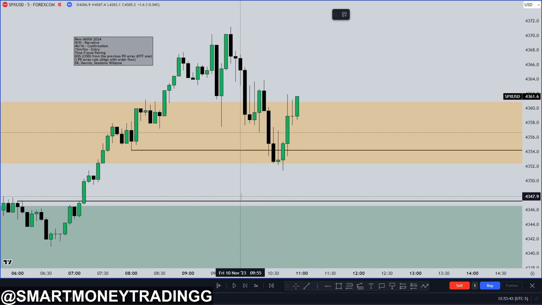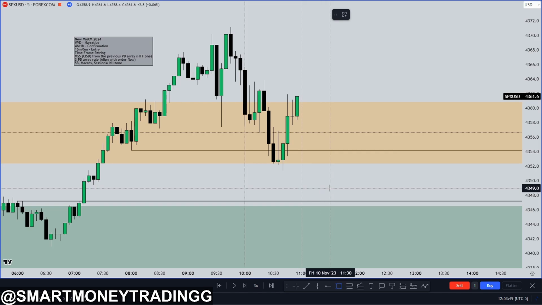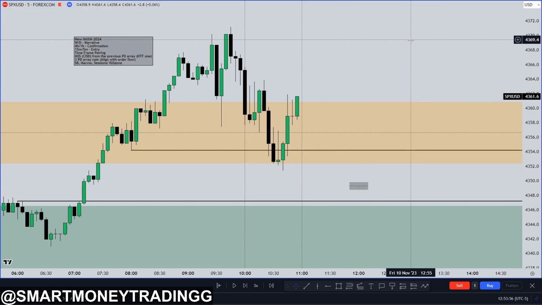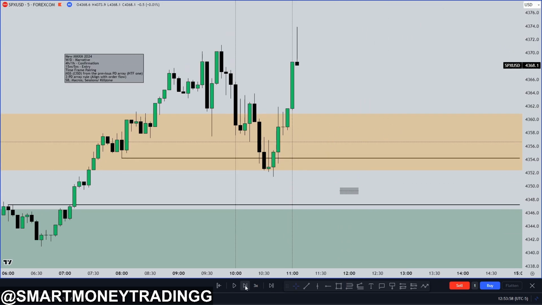You can see we're in the silver bullet from 10 to 11, and 10 to 11 is pretty much about to end. And so the next actual area where I would look to take a trade is probably during the macro, 11:50 through 12:10. I would probably be looking for a trade idea to form and just trying to enter around there. A change in the state of delivery right here.